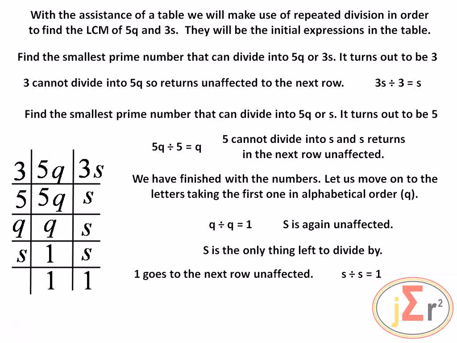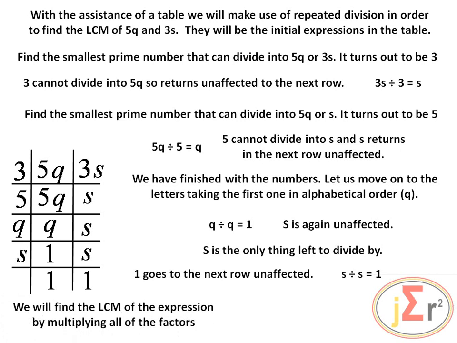So we will find the LCM of the expression by multiplying all of the factors. We have all of the factors there in the leftmost column. So here we have them: 3, 5, Q, S. So 3 multiplied by 5 multiplied by Q multiplied by S is equal to 15QS, and that is our LCM as we had on the previous slide.